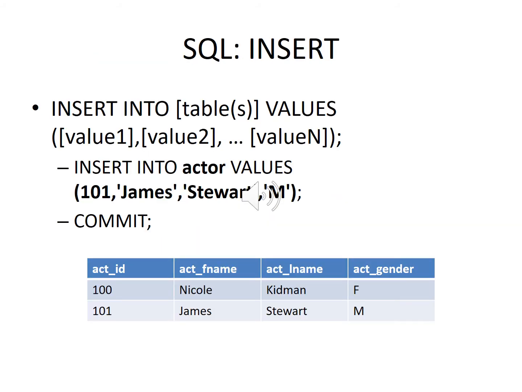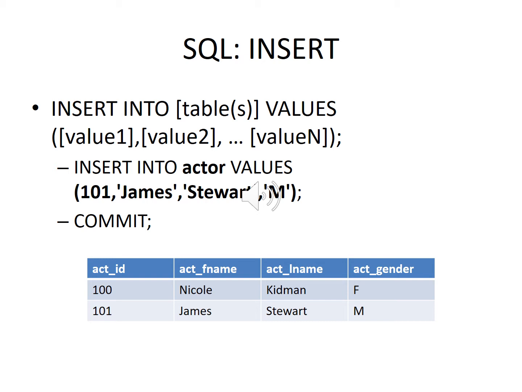So how do we insert? As we mentioned, all data is located in tables that are connected via the different constraints and keys. So how do we insert new rows, new data into those tables? First of all, we need to understand what columns are there in the table. In this case, we have an actor table that has actor ID, actor's first name, actor's last name, and actor's gender. Let's say we want to insert a new actor, James Stewart.